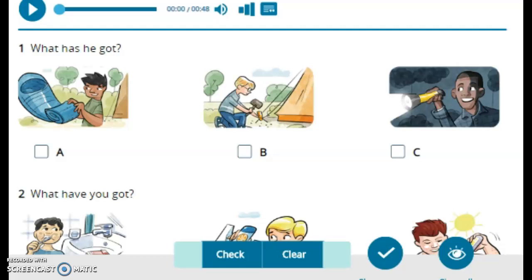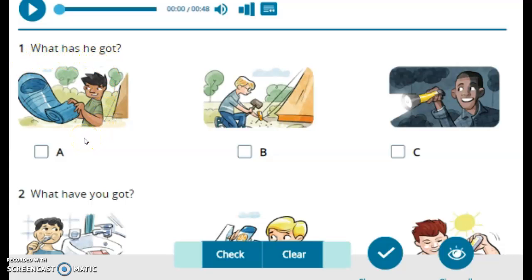Okay, we are going to listen and we are going to tick the correct answer. Here we have two questions. Question number 1, what has he got? Question number 2, what have you got? For question number 1, what has he got?